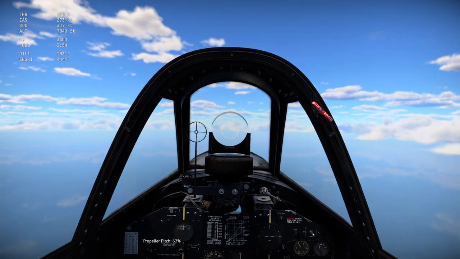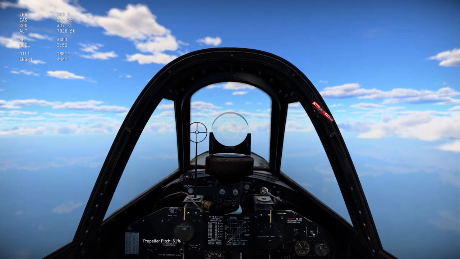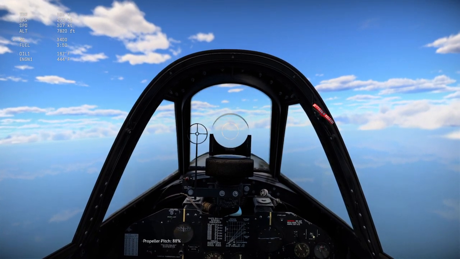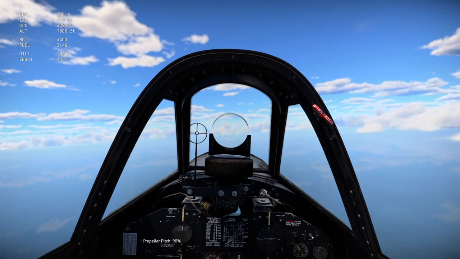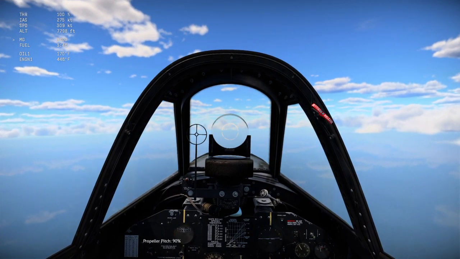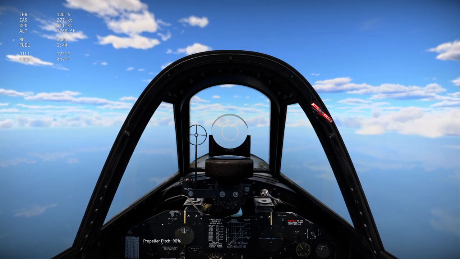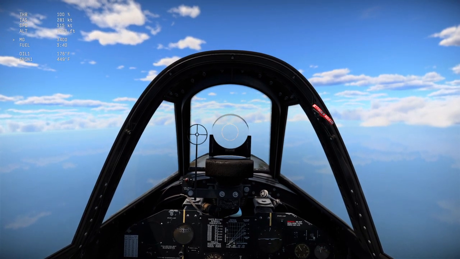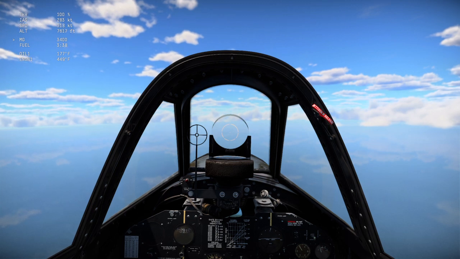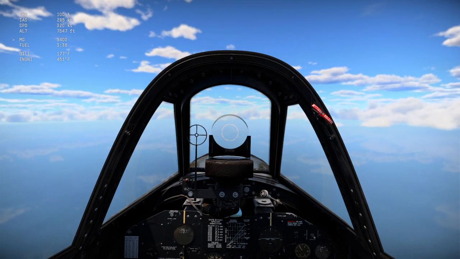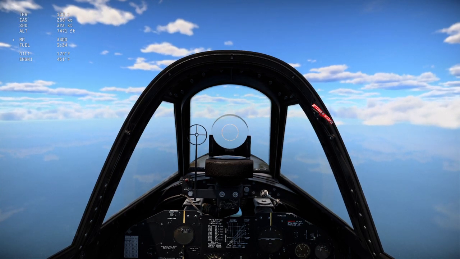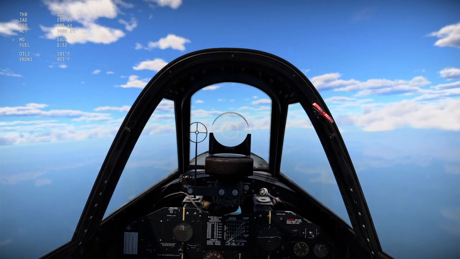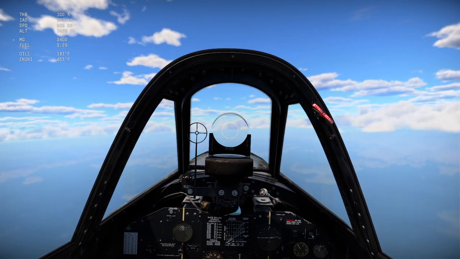Also, propeller pitch does have to do with your temperatures as well, so pay attention to your propeller pitch. If you're overheating, just mess with the propeller pitch a little bit and see how much power you're gaining, or how much temperature you're gaining as well, to gauge what propeller pitch you want to use. But 90% is a really good starter percentage. So next we have mixture.